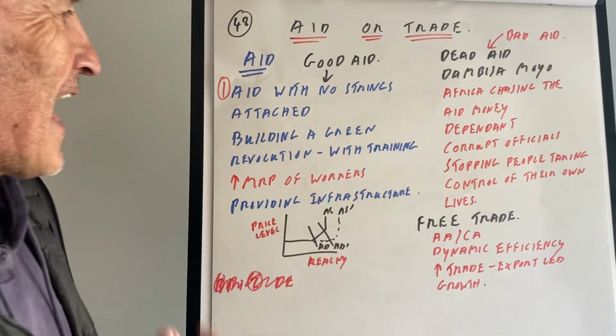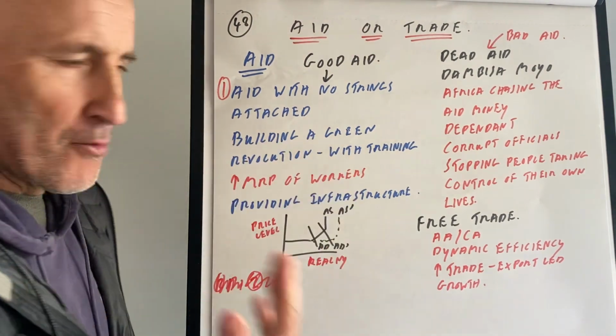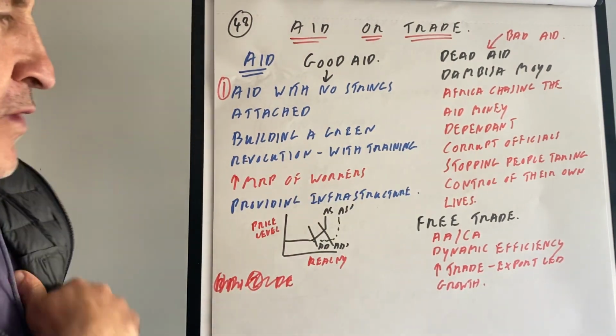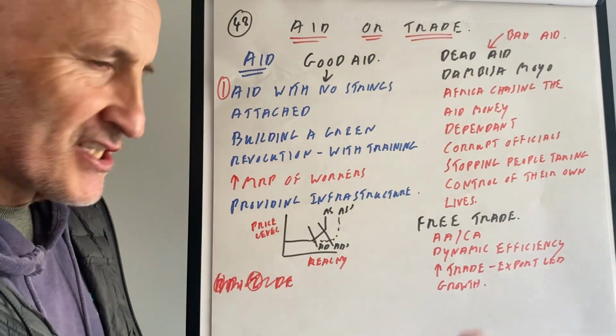Okay, good aid. Aid with no strings attached is always going to be good aid, isn't it? So imagine you go along to a country like Ethiopia, and say we're going to build you a green revolution, we're going to bring you schools, bring you right up to date with everything, no strings attached.